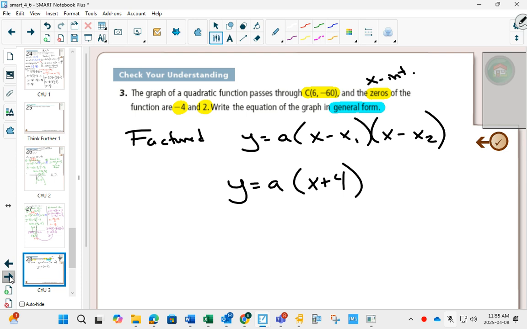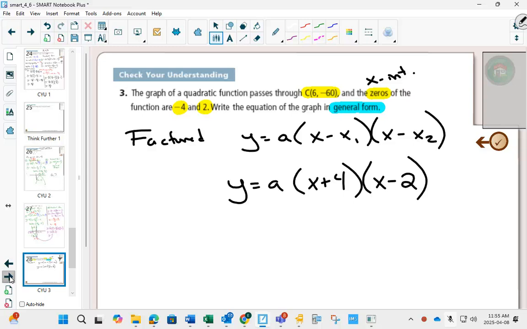If one of the zeros is -4, does it make sense that the factor would have to be x plus 4? And if the other zero is 2, does it make sense that the factor would have to be x minus 2? If those are your zeros. Now we've almost got factored form, we just don't know the a value. That's where the point comes into play.